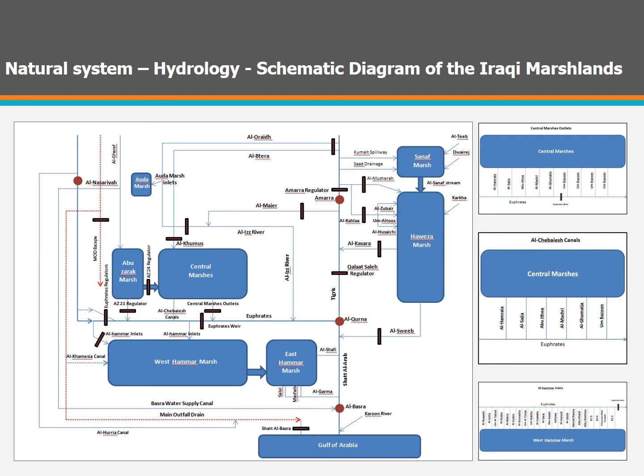This slide shows a schematic diagram of the marshlands. We talk about marshlands. In fact, they are divided into different marshes rather than being one united surface. The Abu Zarak marsh is the most western, with the central marshes next to them. The Hammar marsh is divided into western and eastern part. In the east, the Sanaf marsh is located above the Huwayza marsh, which lies on the border with Iran.